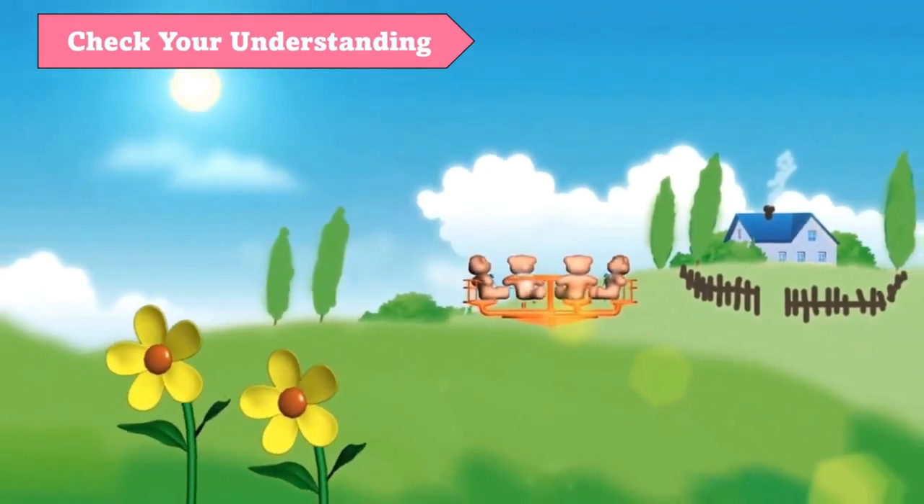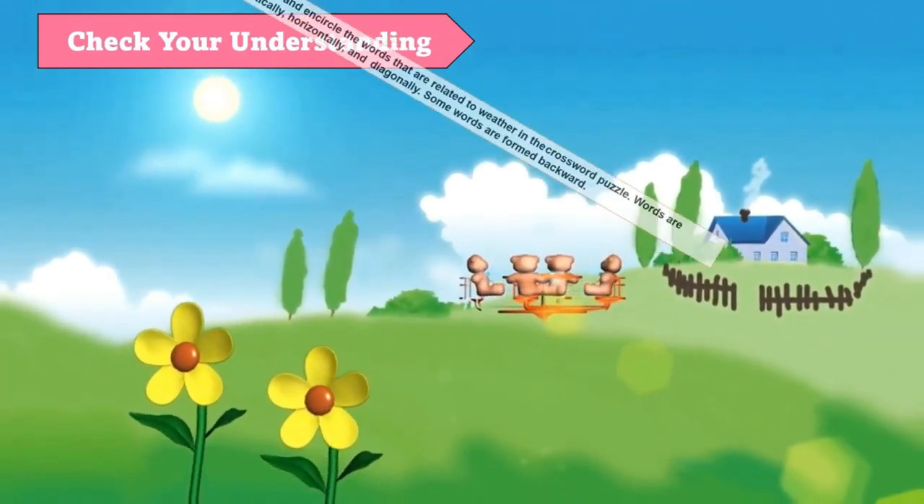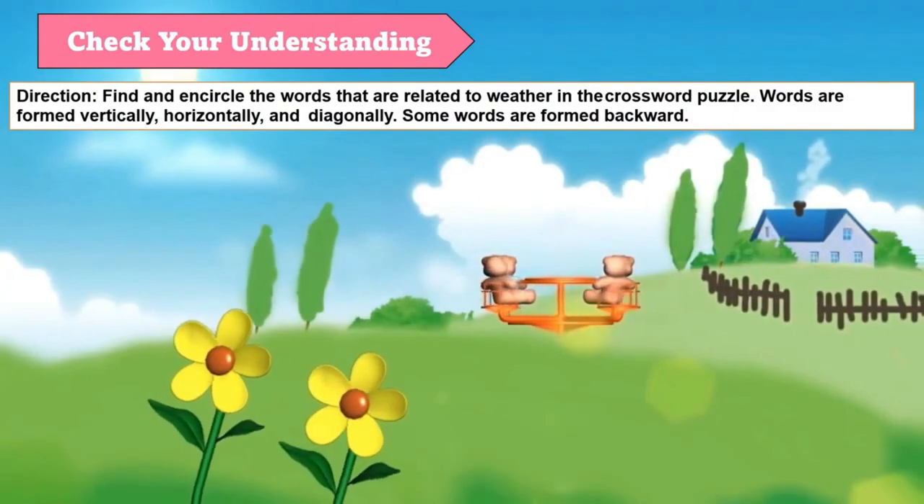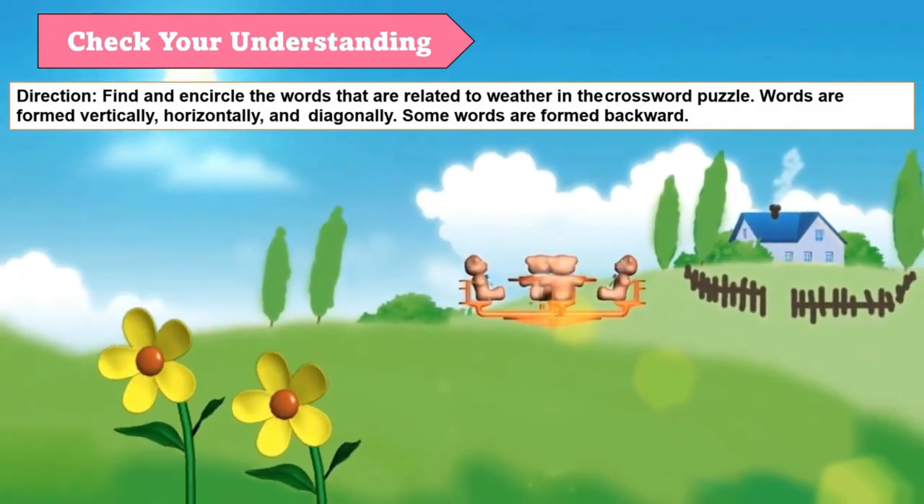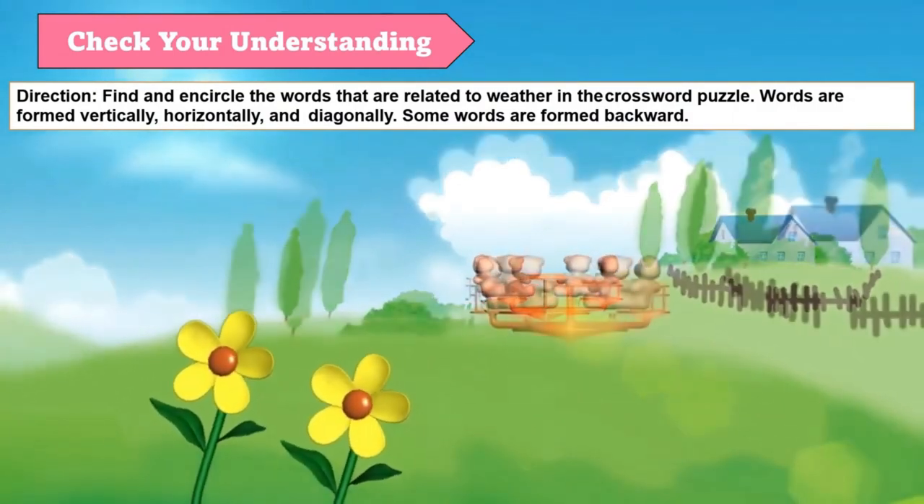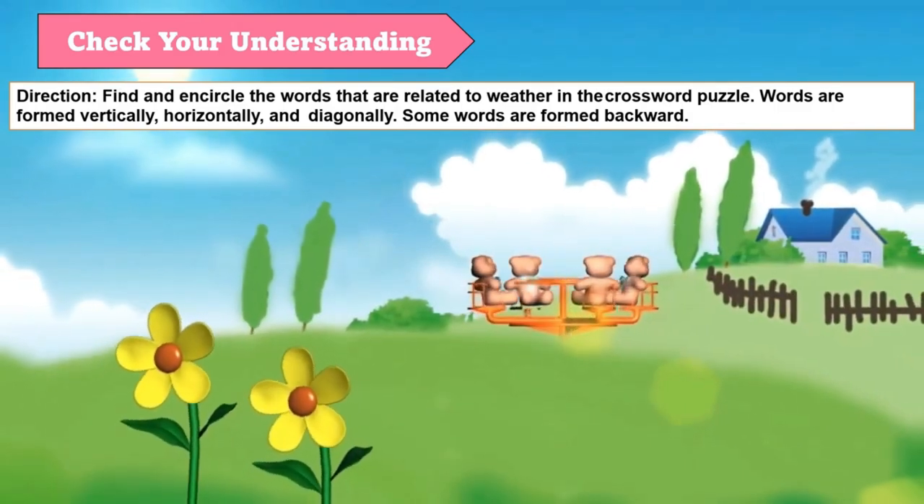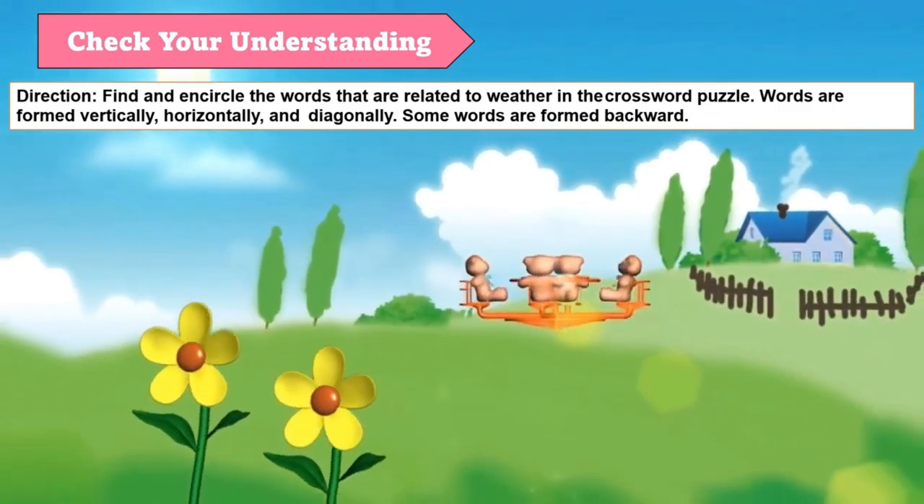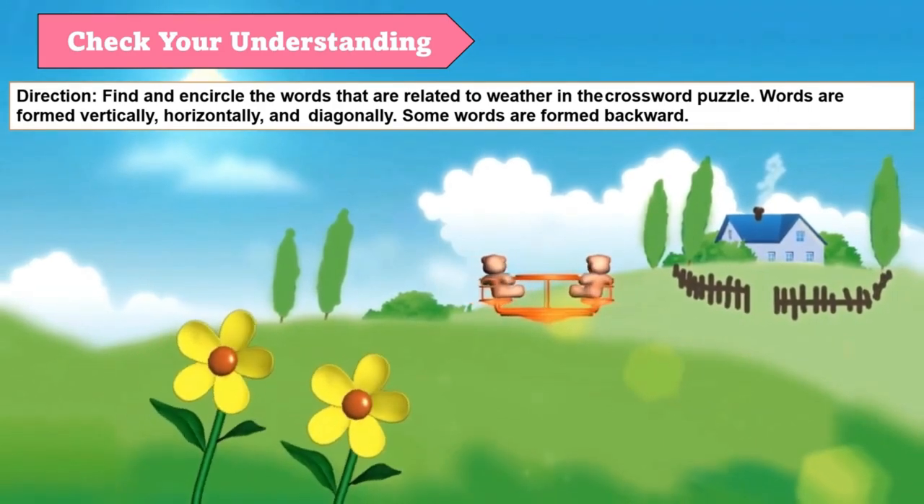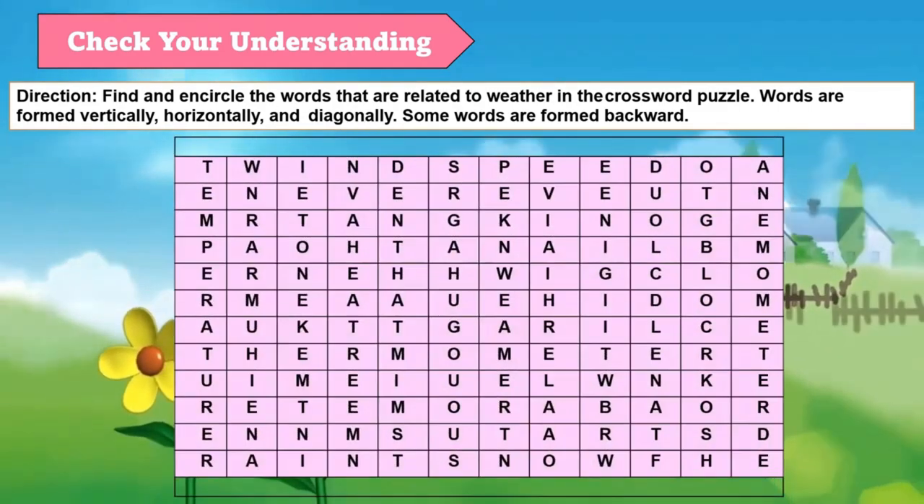Okay, now let's check your understanding. Find and encircle the words that are related to weather in the crossword puzzle. Words are formed vertically, horizontally, and diagonally. Some words are formed backward.